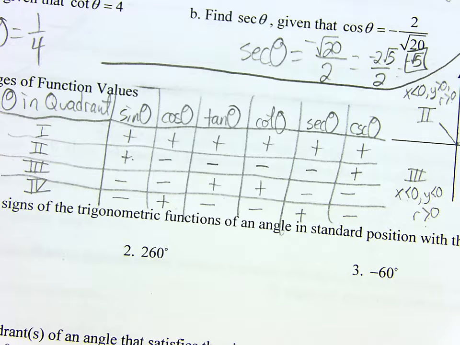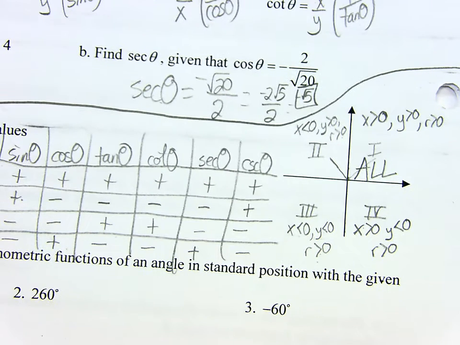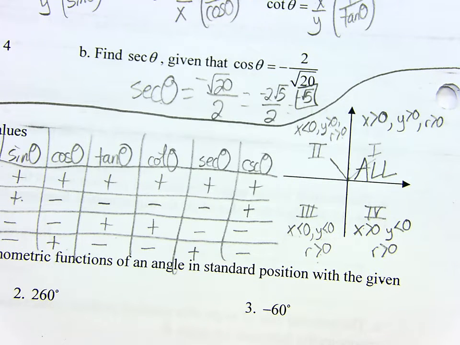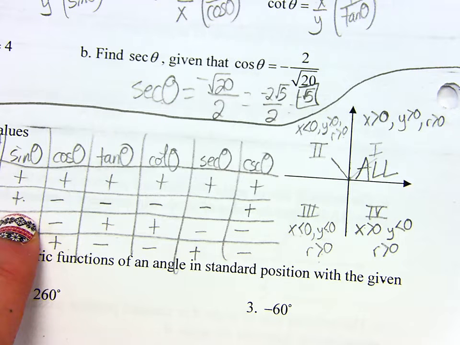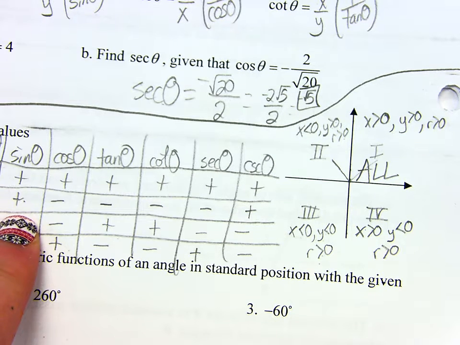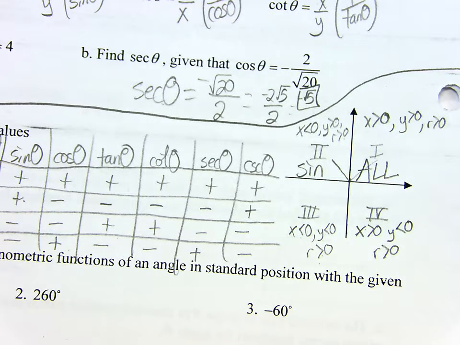So, let's just look at who's positive in what quadrant. In the first quadrant, who's positive? Everyone. All of them, if you will. So, all in the first quadrant. Who's positive in the second quadrant? Sine and cosecant, and they're reciprocals of each other, right? So if I know that sine is positive, I automatically know that cosecant is positive. So I'm just going to stick with sine. Who's positive in the third quadrant?